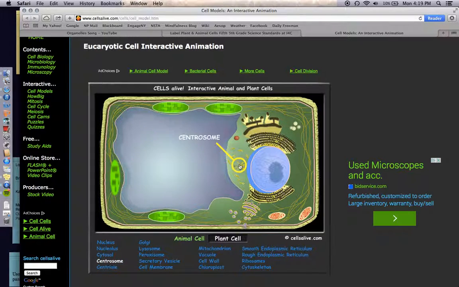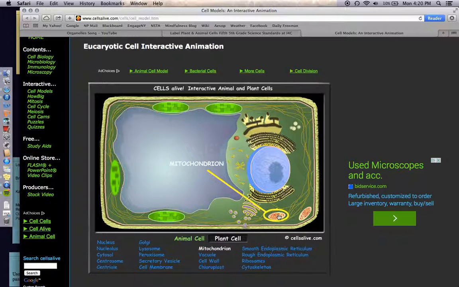Now we are going to go to the centrosome. If you look where it is circled, the centrosome is where the microtubules are produced, and they play a role in cell division. We'll get to those in a little bit. Now moving on, we have the Golgi apparatus. This is a membrane-bound structure with a single membrane. It plays an important role in packing macromolecules for transport within the cell.